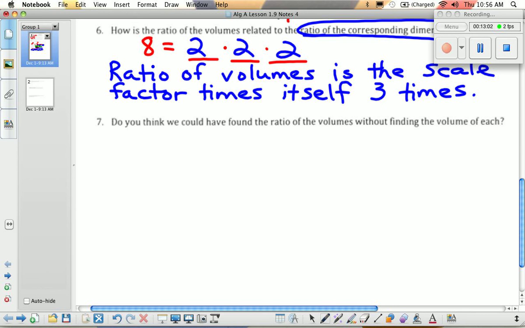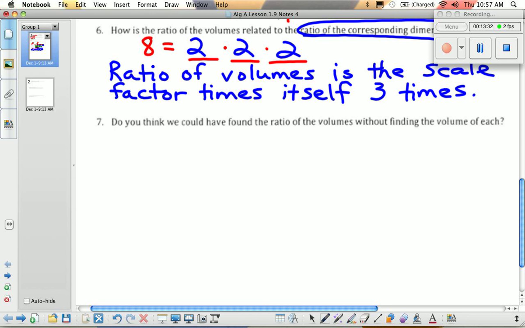What if you're not very good at drawing 3-dimensional objects and you don't want to have to draw them? What are you going to do? Multiply the dimensions 3 times? Think that's going to work? So give me an example in this one how we would have gotten the ratio of volumes. What is the ratio of volumes again, you guys? What is it in this one? No, what's the ratio of volumes? What number is it in this one?